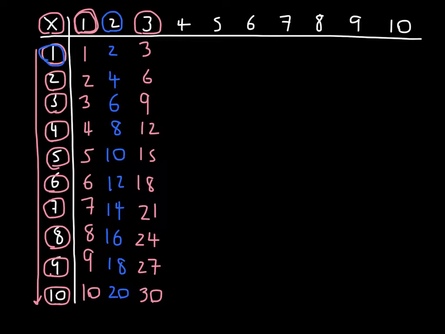Moving on to the 4 times tables. Now you notice as I do them, I say the question. I'll say 1 times 4 is 4. 2 times 4 is 8. 3 times 4 is 12. 4 times 4 is 16. 5 times 4 is 20. 6 times 4 is 24. 7 times 4 is 28. 8 times 4 is 32. 9 times 4 is 36. And 10 times 4 is 40.